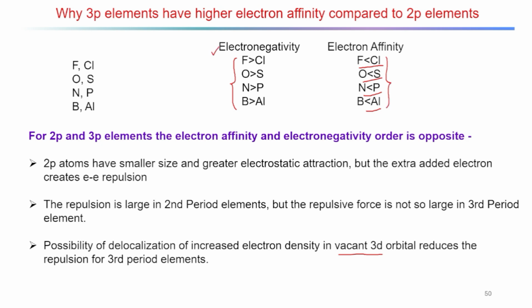What is electronegativity? We are going to learn after this electron affinity, okay? So just remember, these 3p elements have higher electron affinity because the electron-electron repulsion is less, because the electron can be delocalized in the vacant 3d orbital. And these 2p elements have lower electron affinity compared to the 3p because of the increased electron-electron repulsion. Okay.